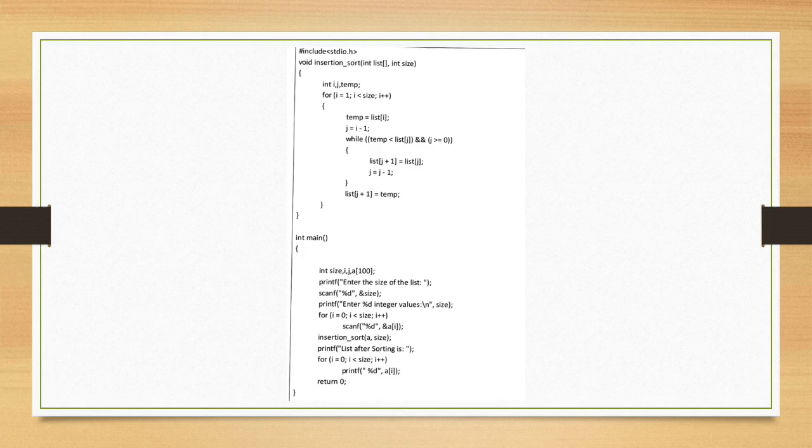Once the function call is executed, the compiler goes from the function call to the function definition, where the actual code is written, and we get the elements after sorting. Then it comes back from the function definition to the function call, and we print the list after sorting using a for loop.